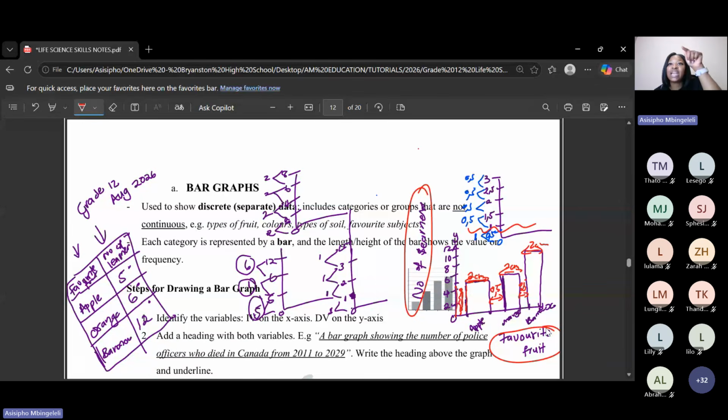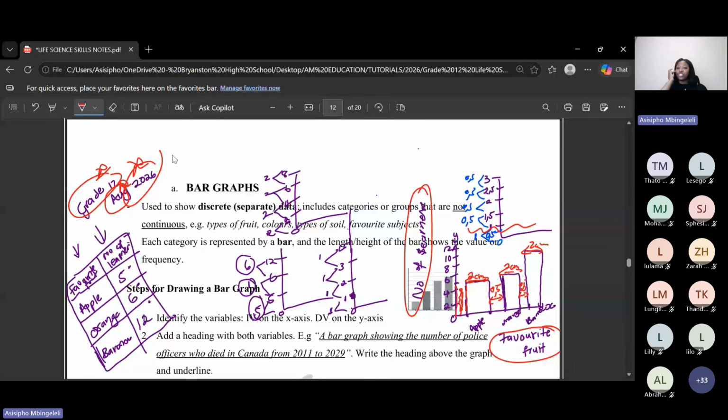A bar graph showing learners' favorite fruits. But which learners? These are grade 12 learners. They are not grade 1. So grade 12 learners' favorite fruits. They've given you a month and a year. This data was collected in August 2026. It was not collected in Jan 1995. If you have the information in your heading, but you do not have grade 12, you do not have August, you do not have 2026, wrong.